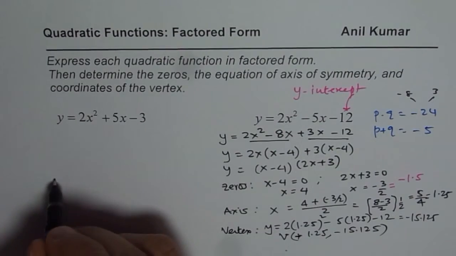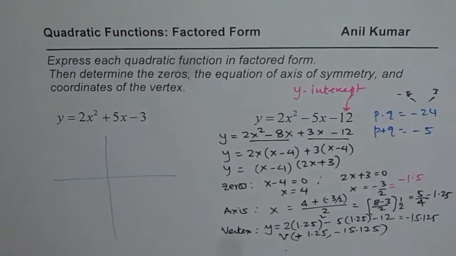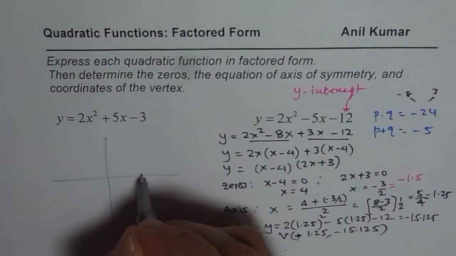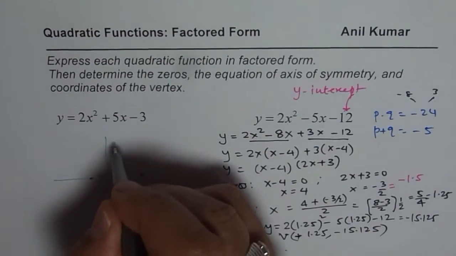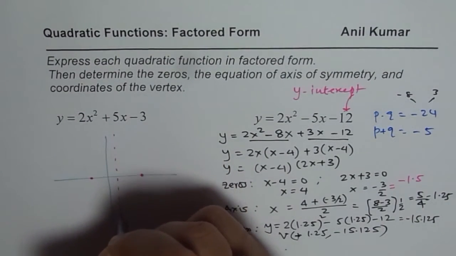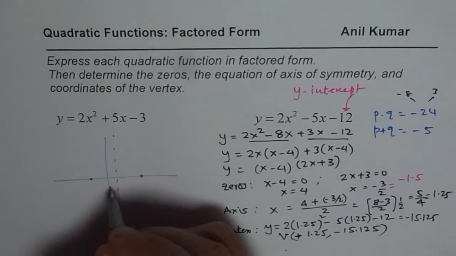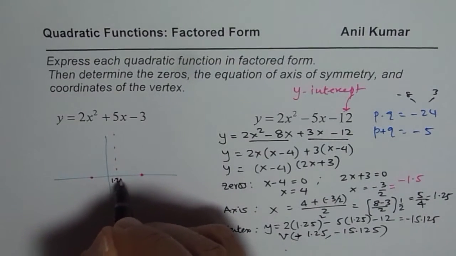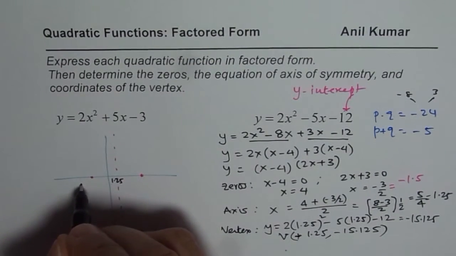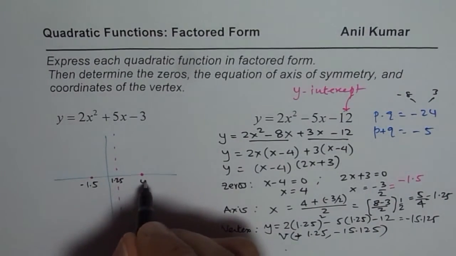So what you could do is, let me sketch it here for you. That one is for you to practice, correct? So what we have is one zero at 4. Let us say this is 4 for us. The other one is at minus 1.5. The axis is somewhere in between, and that is 1.25. So this is 1.25, that is minus 1.5, and this one is at 4, right?